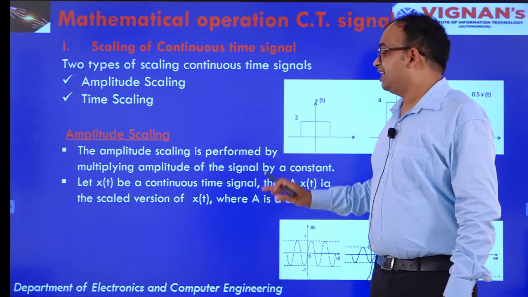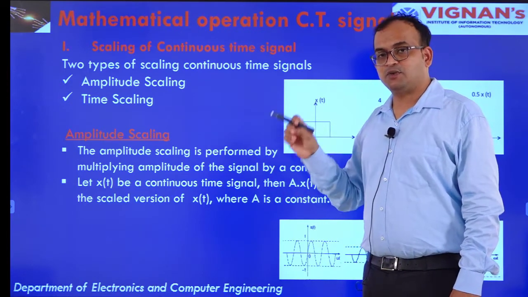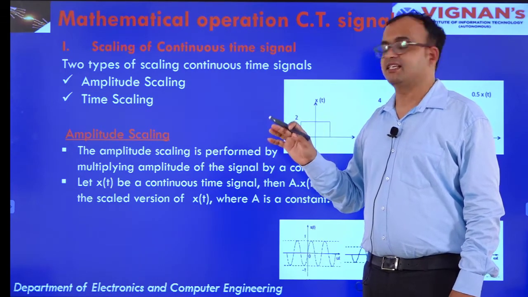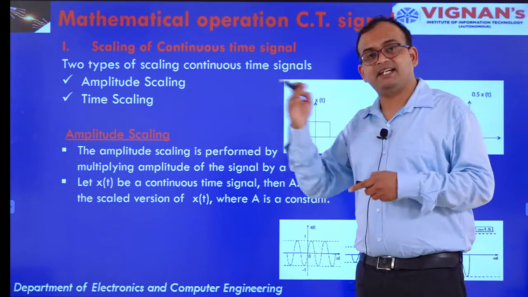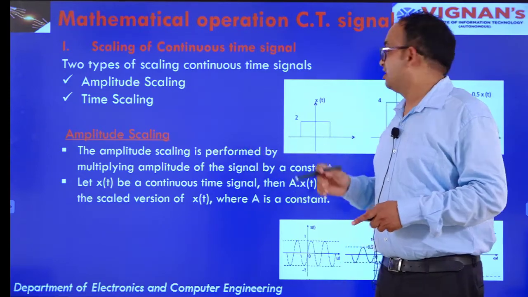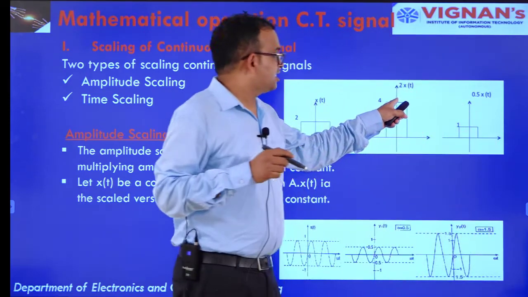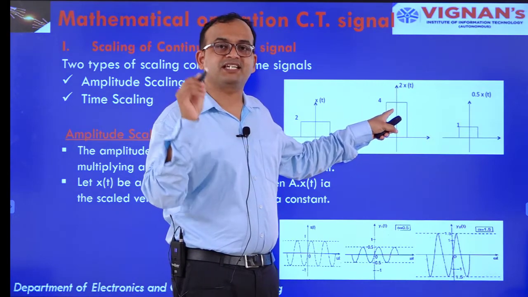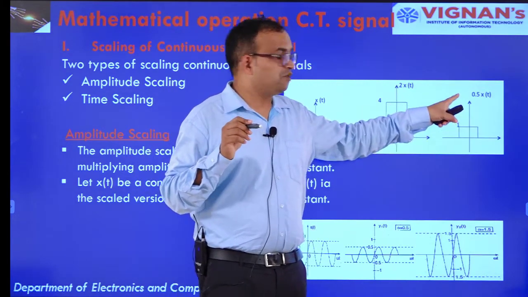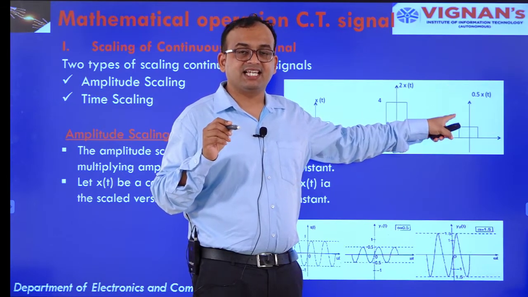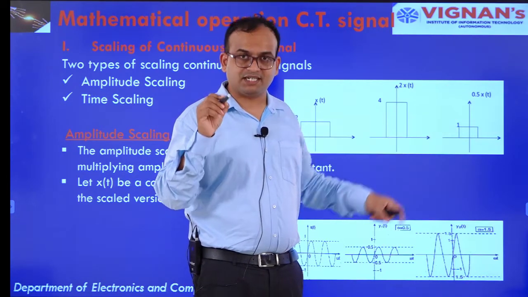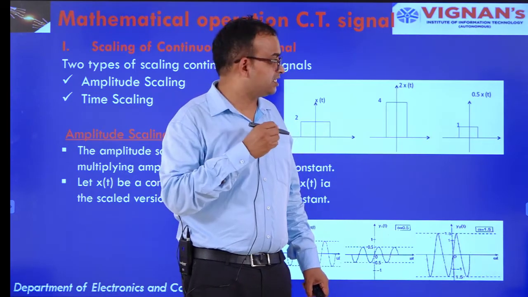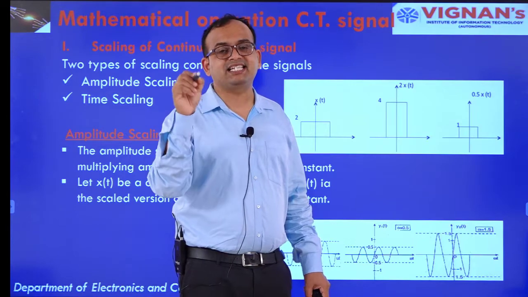So what I have discussed is that if we multiply a signal with only a constant a, it is known as amplitude scaling. Now a may be greater than 1 or a may be less than 1. In the first case, we have taken a equal to 2, which is greater than 1. In the second case, a is less than 1, that is 0.5. Let us see what the function is in each case.